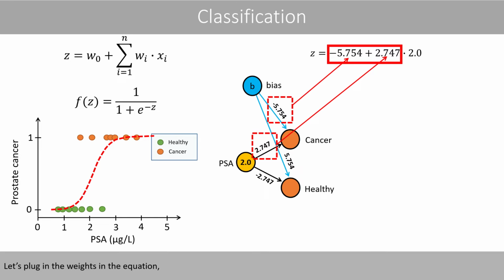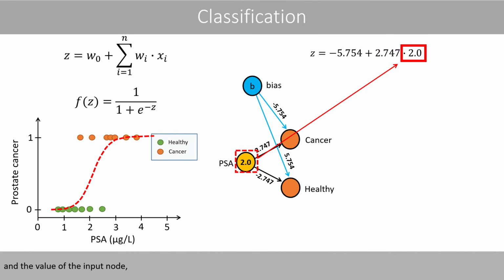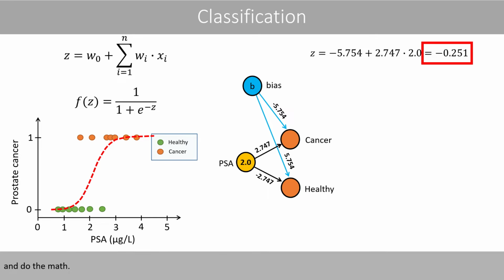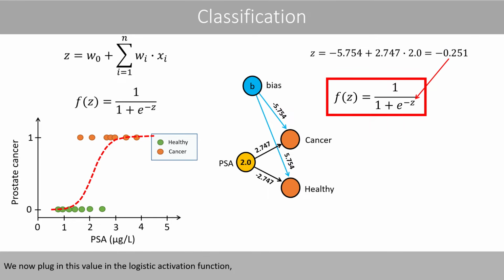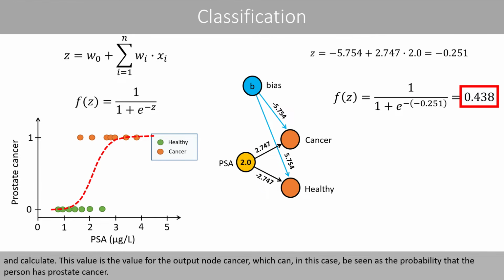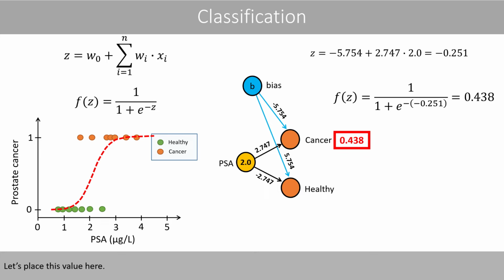Let's plug in the weights in the equation and the value of the input node, and do the math. We now plug in this value in the logistic activation function and calculate. This value is the value for the output node cancer, which can in this case be seen as the probability that the person has prostate cancer. Let's place this value here.